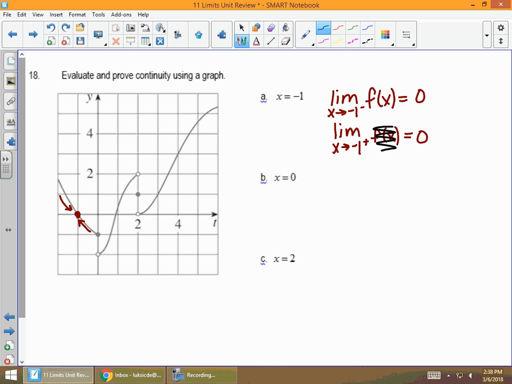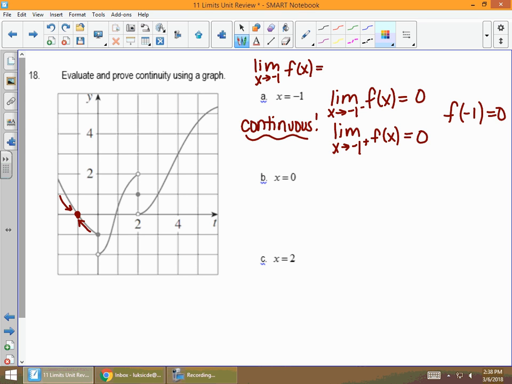Again, that's just like saying cosine or multiply. It doesn't make any sense to leave that piece out. All right, and then the value of our function at -1, f of -1 is 0. So since the left-hand limit equals the right-hand limit, and that is also equal to our value of our function, this is continuous. So the two-sided limit is equal to f of -1. It's a pretty concise way to say it.